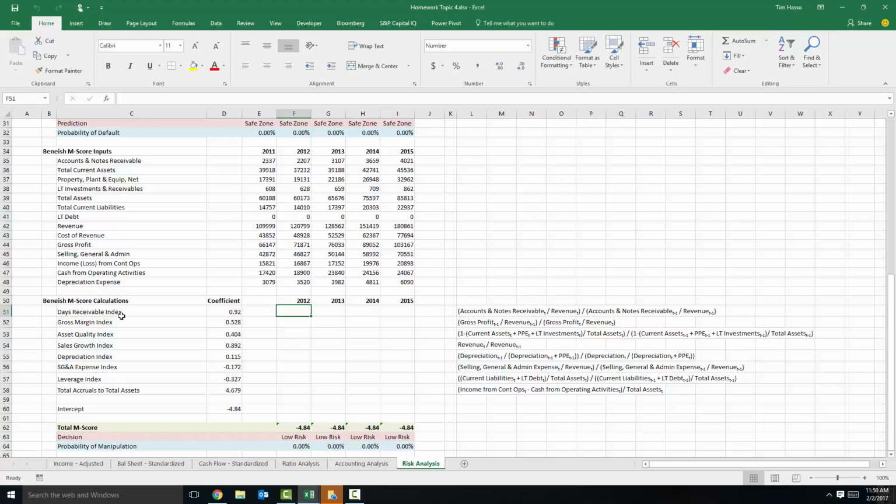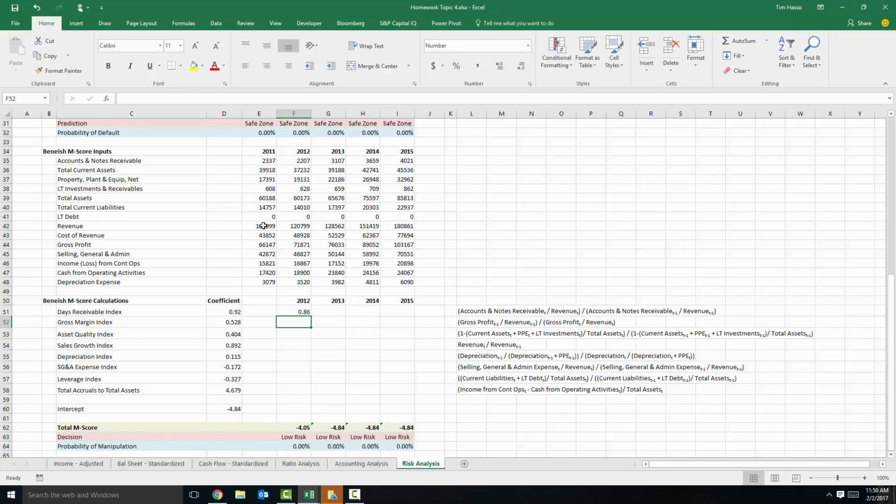So in order to use this one, we type equal, we open up a bracket, we take accounts and notes receivable this year, and divide by revenues this year. Close the bracket, then divide that by, open up a bracket, accounts and notes receivable last year divided by revenues last year. Close bracket, enter, and you get 0.86.